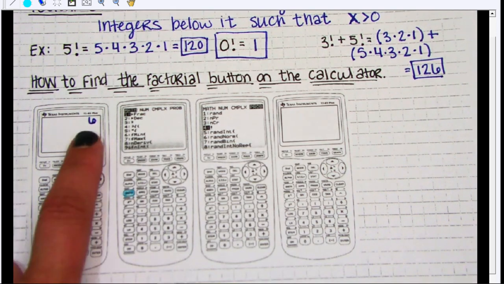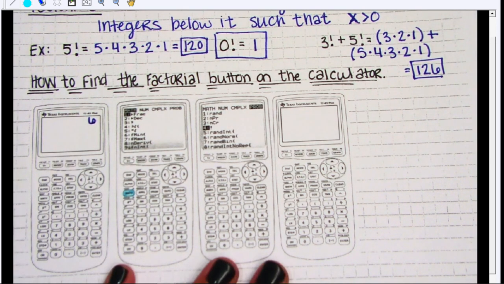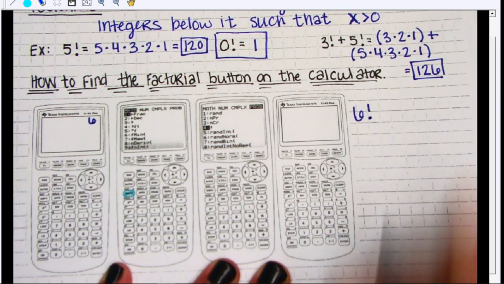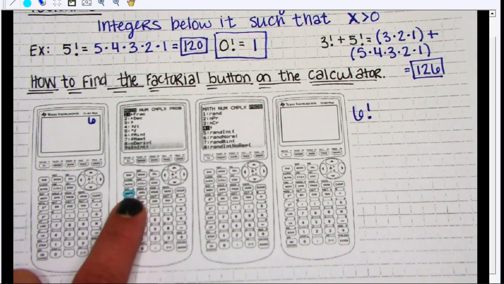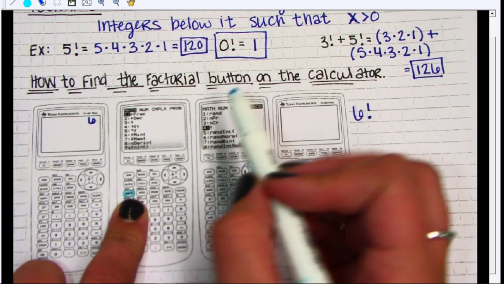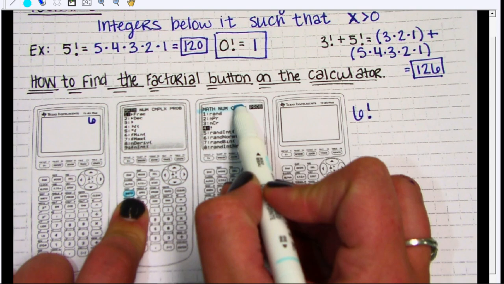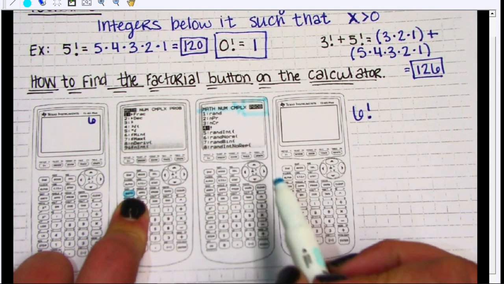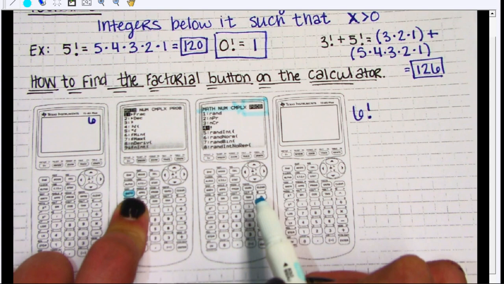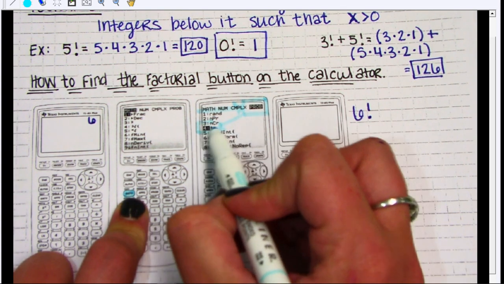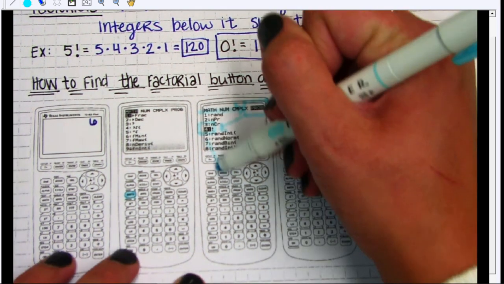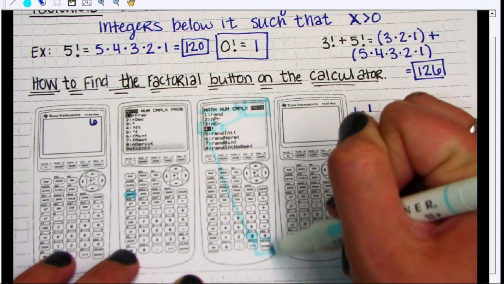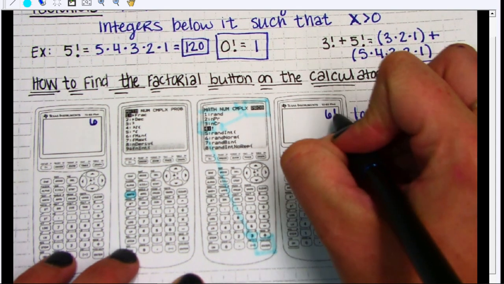So you're going to type the number. In this example, we want to do 6 factorial. The first thing you have to do is type the number in. Then we have to get to the factorial button. So you press math, then arrow over to probability, PRB, and select option 4. Then press enter. I'll write all these steps down. That's going to insert the factorial button.